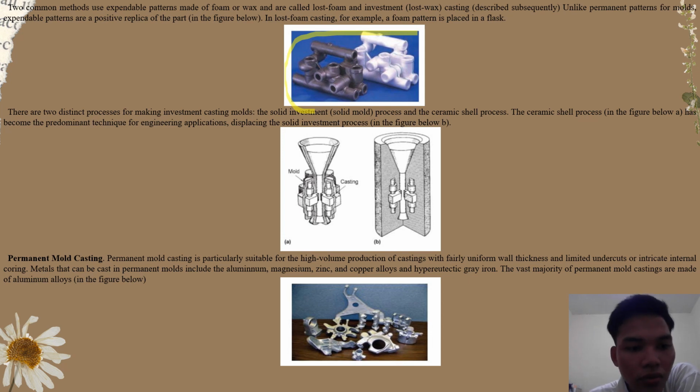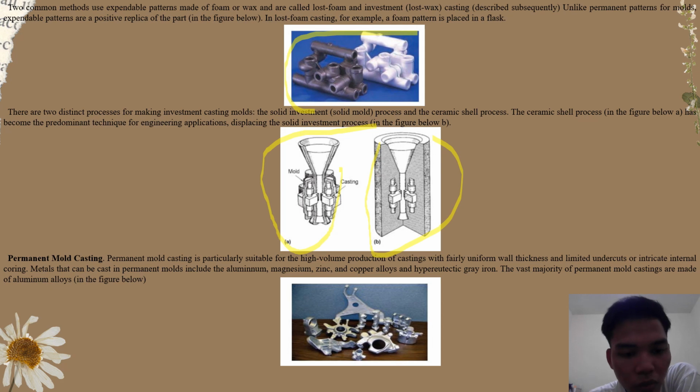There are two distinct processes for making investment casting molds: the solid investment solid mold process and the ceramic shell process. The ceramic shell process in figure A has become the preferred technique for generic complication, displacing the solid investment process in figure B.